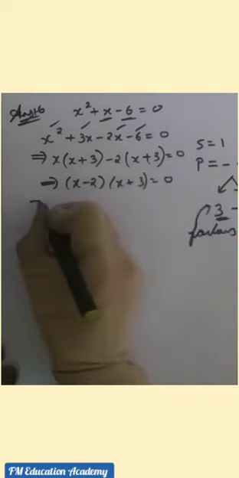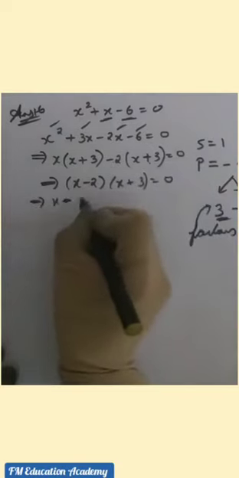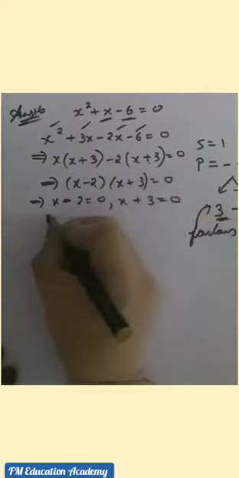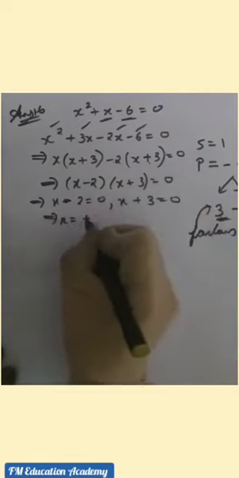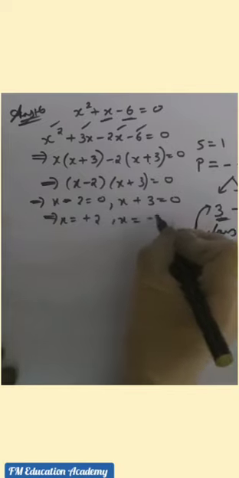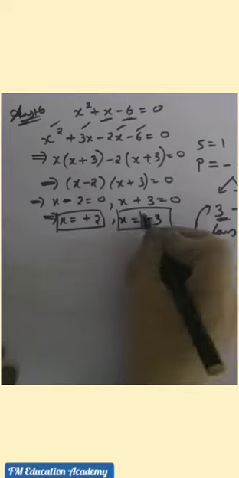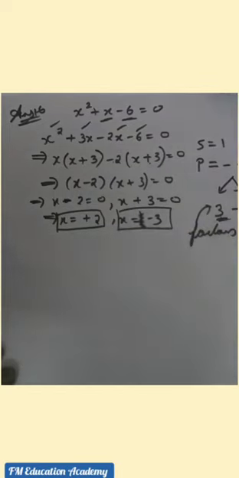So we got x minus 2 is equal to 0, and x plus 3 is equal to 0. So x is equal to plus 2 and x is equal to minus 3. So what are the roots we have? Plus 2 and minus 3. In which option do we have plus 2 and minus 3? Option 1. So the answer is option 1.